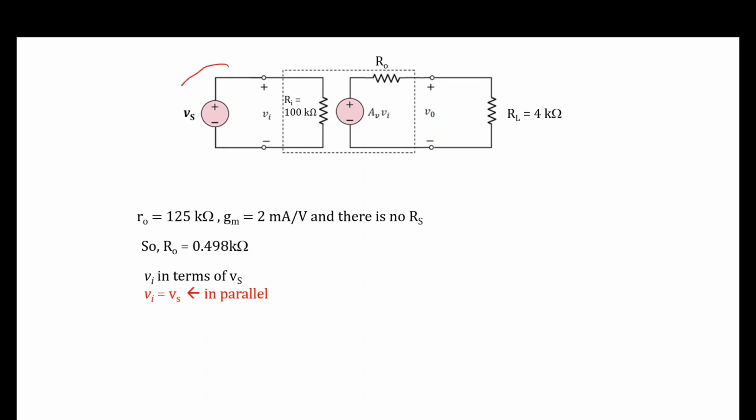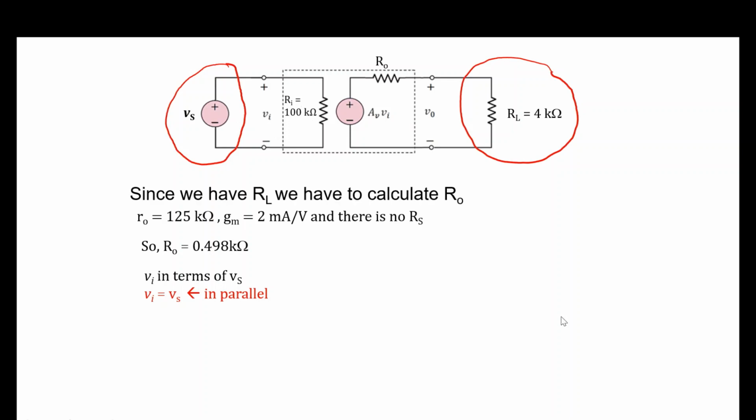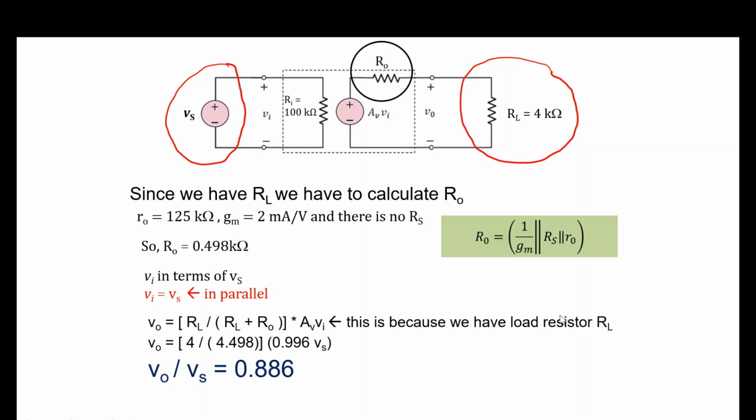Then we can connect the voltage amplifier block to the input signal. You can see there is no RS; it is connected straight away to the input signal. However, this time you have RL, so for the output side, you have to use a voltage divider. Since we have RL, we have to calculate R0. Using the formula, you can calculate R0, and we got 0.886 as the voltage gain.